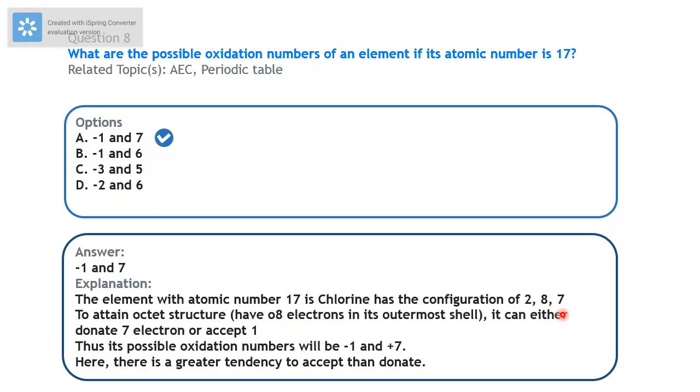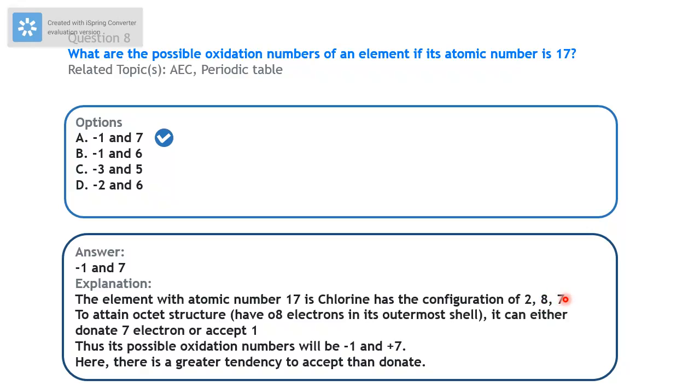Now it can either donate those 7 electrons so that its outermost shell can now have 8 electrons. Once this is donated, and we don't have the shell again, then the shell that we're going to have here will be the outermost shell for that element, and that would have the octet structure, that is, it will have 8 electrons.